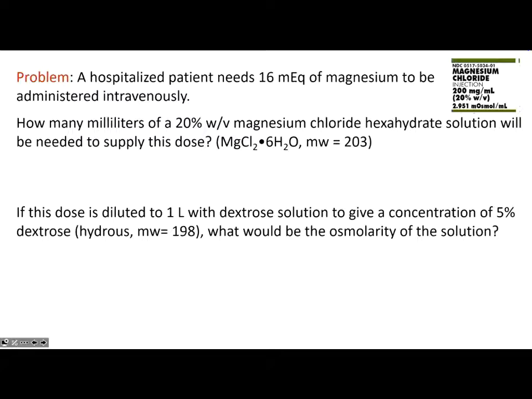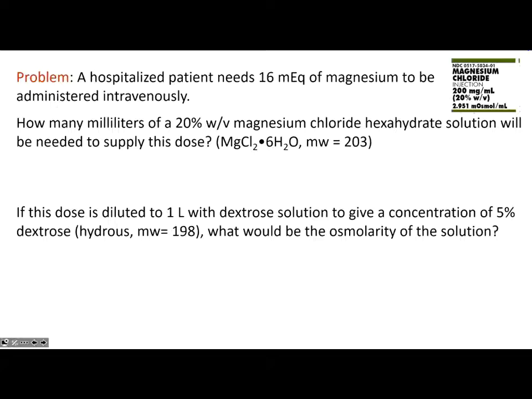All right, let's move on and practice a little bit with the milliequivalents. So we got milligrams to millimoles to milliequivalents and milliosmoles. So that's kind of what we're going to work on here a little bit. This question says a hospitalized patient needs 16 milliequivalents of magnesium to be administered intravenously. How many milliliters of a 20% weight per volume, and again, weight per volume means grams per 100 mils, of magnesium chloride hexahydrate solution will be needed to supply this dose?